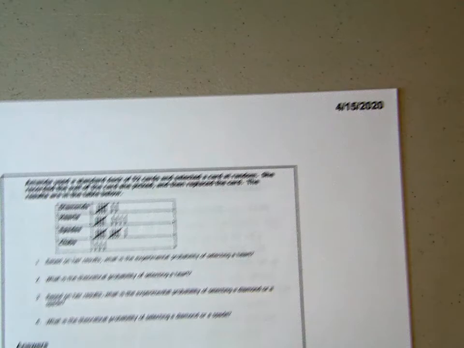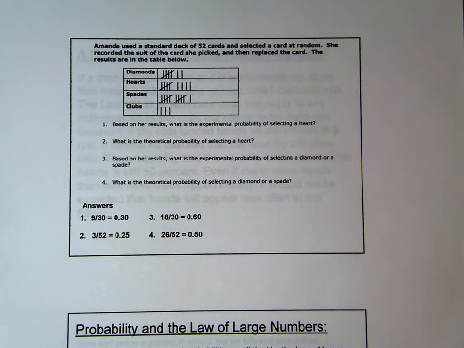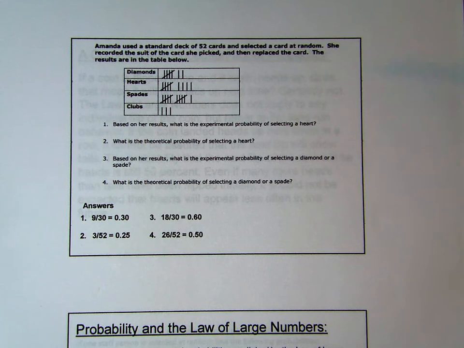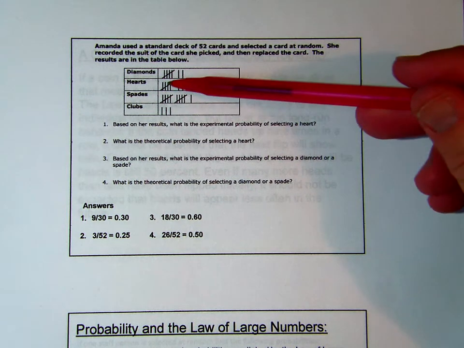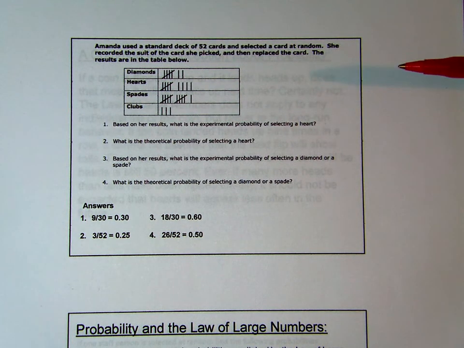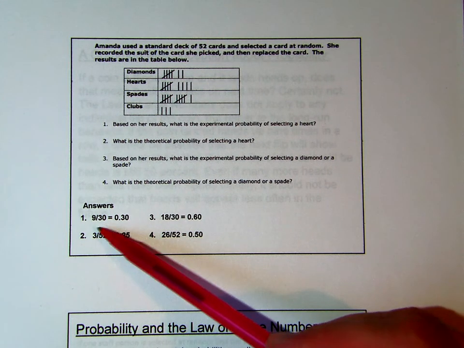So, quick little example that illustrates the difference between those things. Amanda used a standard deck of 52 cards and selected a card at random. She recorded the suit of the card she picked, then replaced the card. The results are shown in the table below. So, based on her results, what's the experimental probability of choosing a heart? Well, she got a heart 9 times out of a total of 30 trials. So her experimental probability was 9 out of 30, which is 0.3.